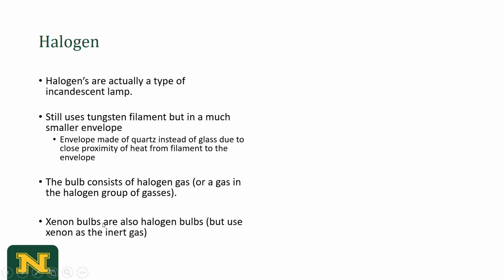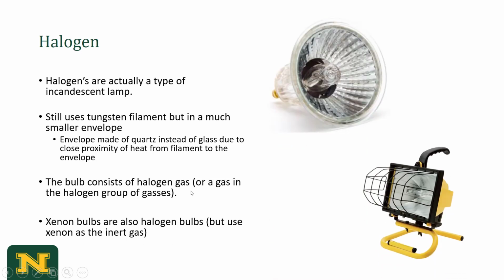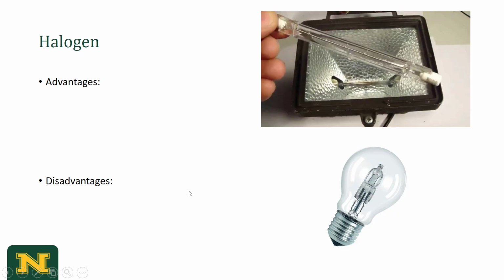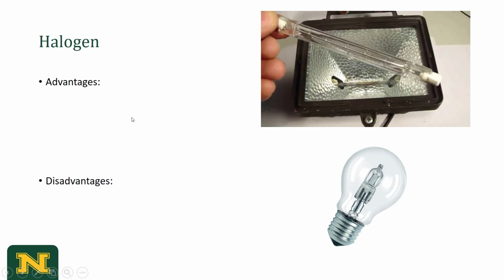So xenon bulbs are also halogen bulbs, but use xenon as the inert gas. So they're all different forms of incandescence. So they look something like this. Obviously, we see these a lot. They produce a lot of power, or a lot of light.